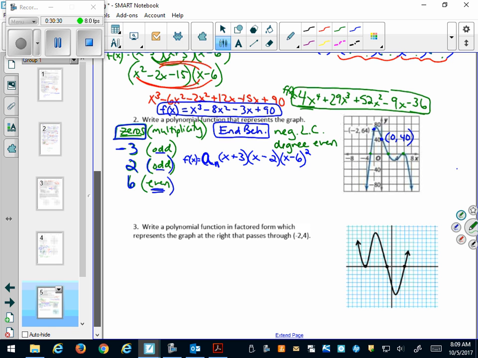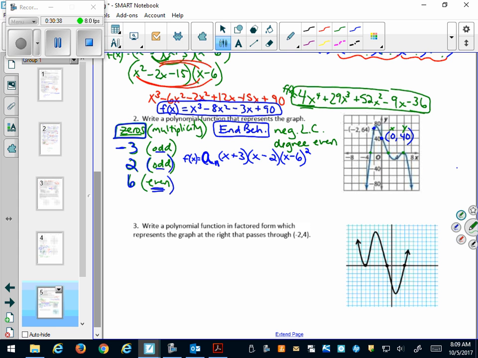So my x term is 0 and my y term is 40. Where's the 40 going to go? In the f of x. So f of x becomes 40 equals a sub n. That's what we're solving for. That's going to be our only variable now because now we're plugging in 0 for x. 0 plus 3, 0 minus 2, 0 minus 6 squared. This is 40 equals a sub n, and this is just 3 times negative 2 times 36.